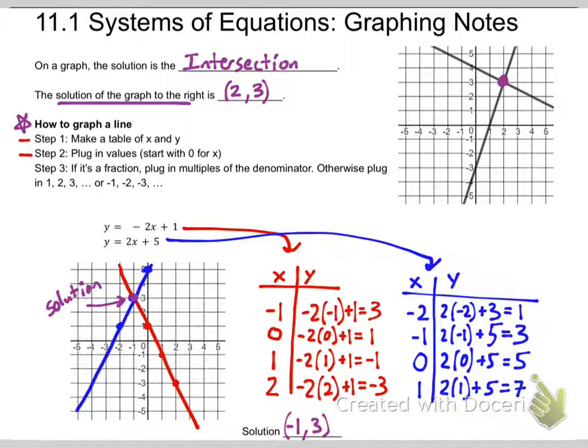The other thing I want you to notice is the other nice thing about making a table of values is you can find that the solution is the only pair of numbers that shows up together in both tables. No other pair of numbers should show up in your table like that. So -1, 3 is in the red table, and -1, 3 is in the blue table as well.